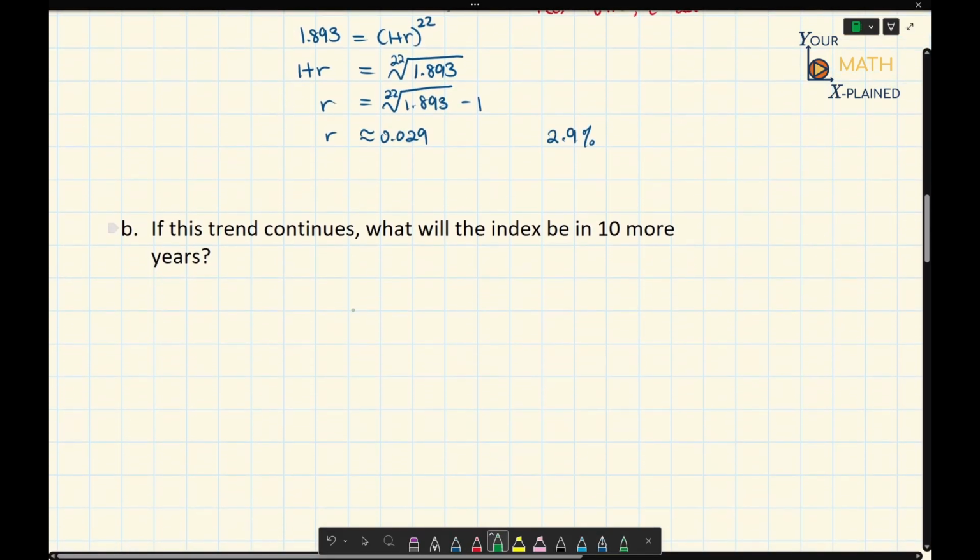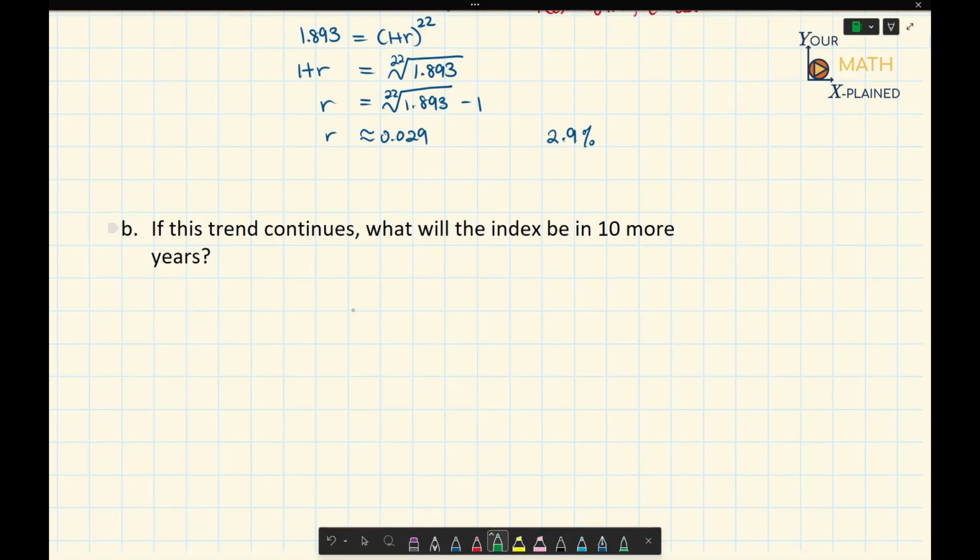So now the question is, if this trend were to continue, what will the index be in 10 more years? So in 10 more years, that tells us t is going to be equal to 32. Our P naught is still 100, and we're looking for what P of 32 is going to be. So let's go ahead and put that into our equation.